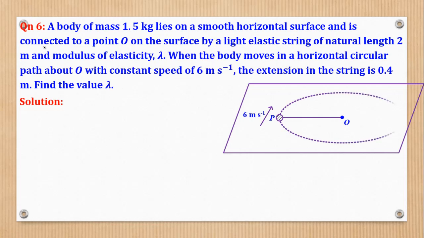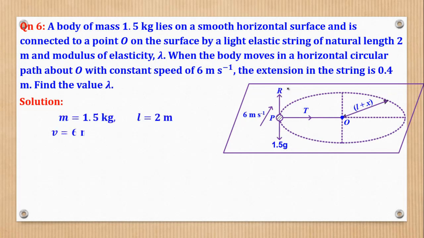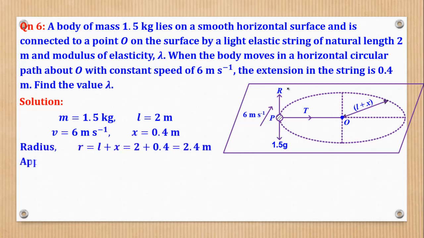That is the linear speed, this is the circular path, and then the radius is the extended length, tension, weight, normal reaction. Then we shall go through the same procedure as before. Radius is the extended length.